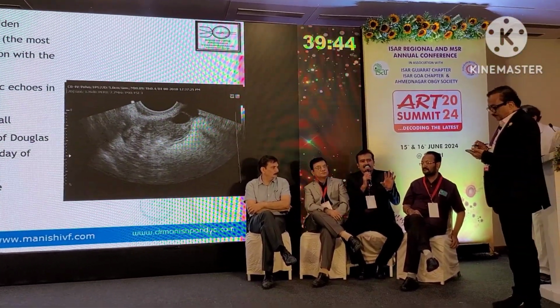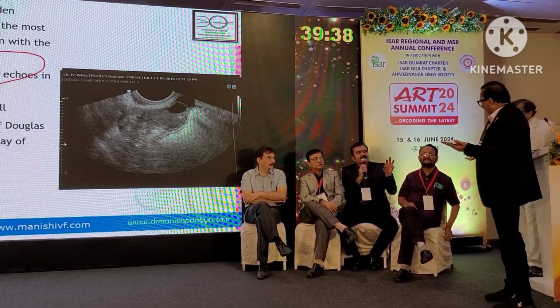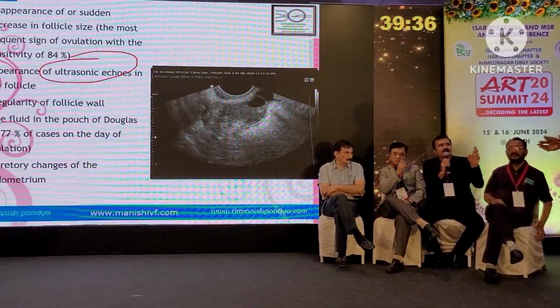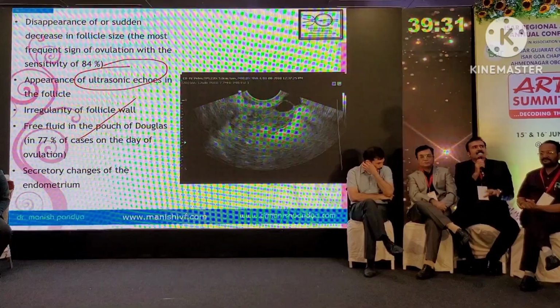Then in the ovary we can see the corpus luteum, or there is disappearance or collapse of the follicle, an irregular follicle, and the presence of free fluid in the pouch of Douglas. There is a sign of this.